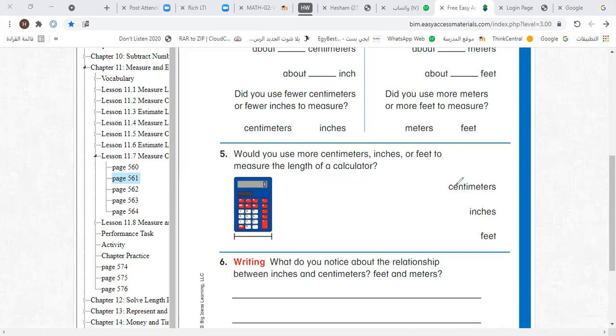More centimeters, inches, or feet? I said to you, Muhammad, that more means the shortest. Which one is the shortest? Centimeter, inch, or foot? Centimeter. Centimeter is shorter than inch and shorter than foot. So it's more centimeters. Okay?